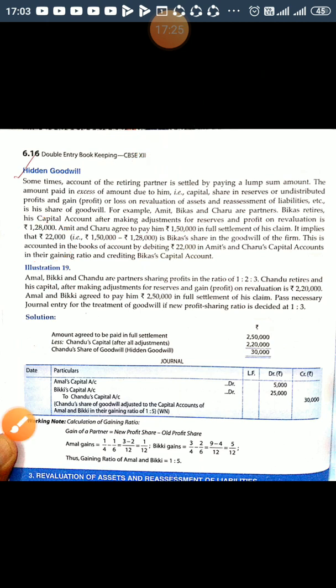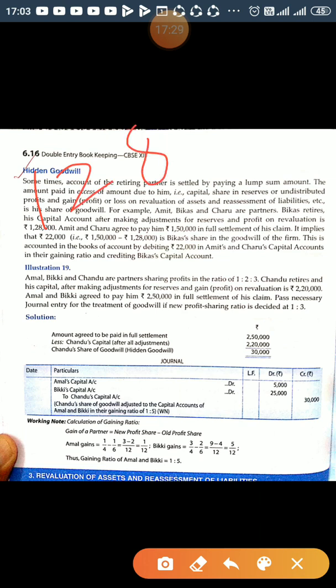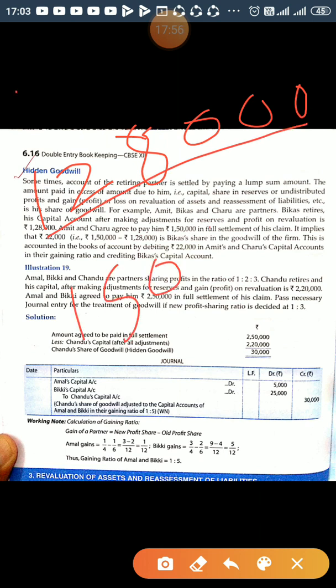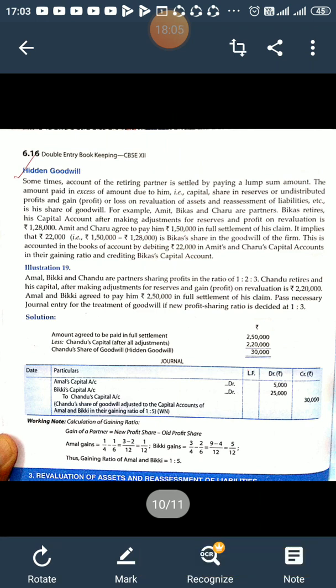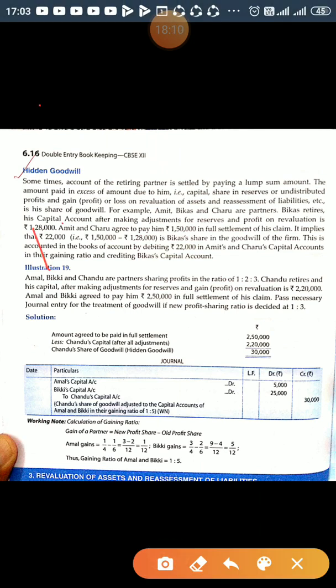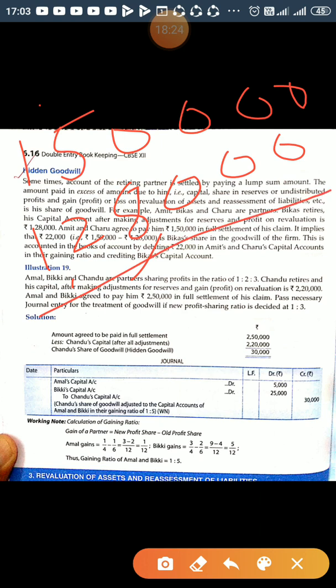But suppose retiring partner's payment should be 1,28,000, after calculating his payment due, that is the balance of his capital, his share of reserves and surplus, his share of revaluation profit or loss, right? But we partners are making payment of 1,50,000. He was supposed to be paid 1,28,000 after calculating the amount due to him, but partners are making payment 1,50,000. So the extra amount of 20,000 that they are paying to the retiring partner, this is hidden goodwill.